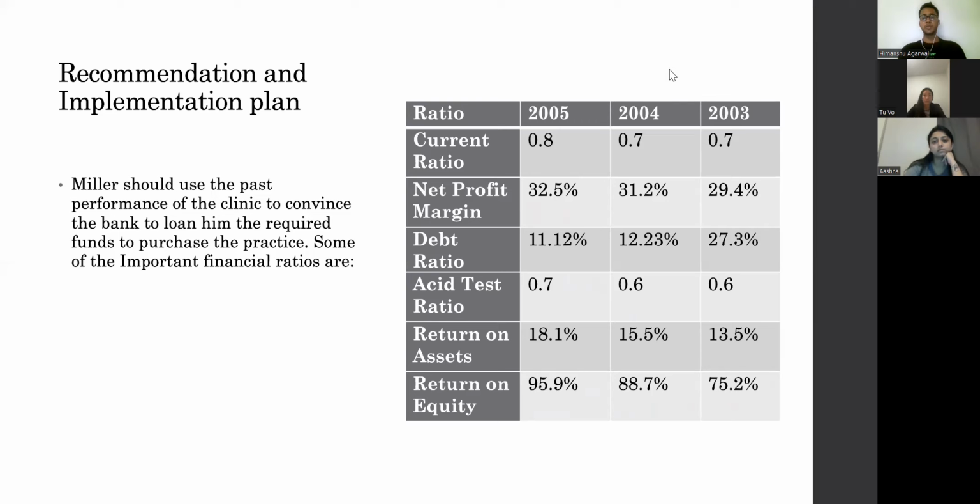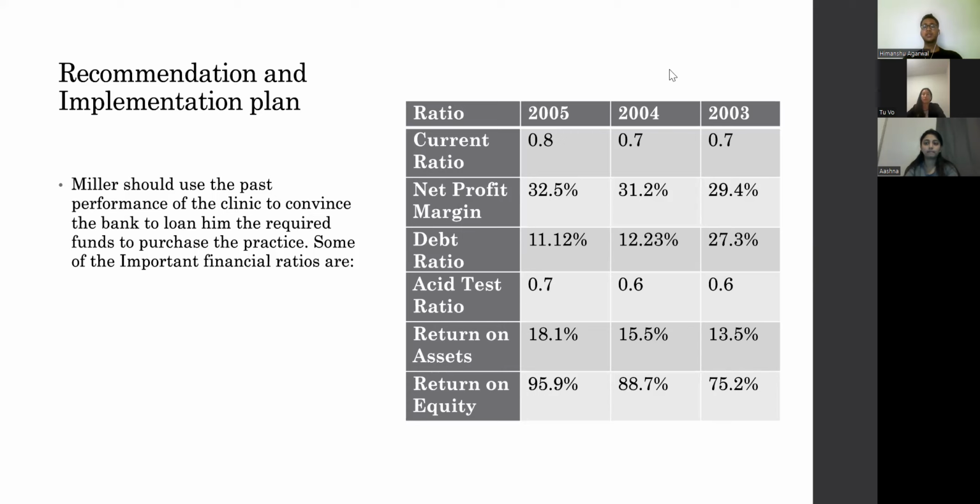So Miller should use the financial performance of the clinic to convince the bank to loan him the required funds to purchase the practice. Liquidity ratios show the financial performance of the firm and also show the healthy level of the firm. The reason why Miller should use the liquidity ratios for the clinic is because the loan will be repaid by the money that will be obtained from the clinic. The performance of the clinic will determine its ability to repay the loan once it is granted to Chris Miller, who will be a proprietor and owner of the clinic.